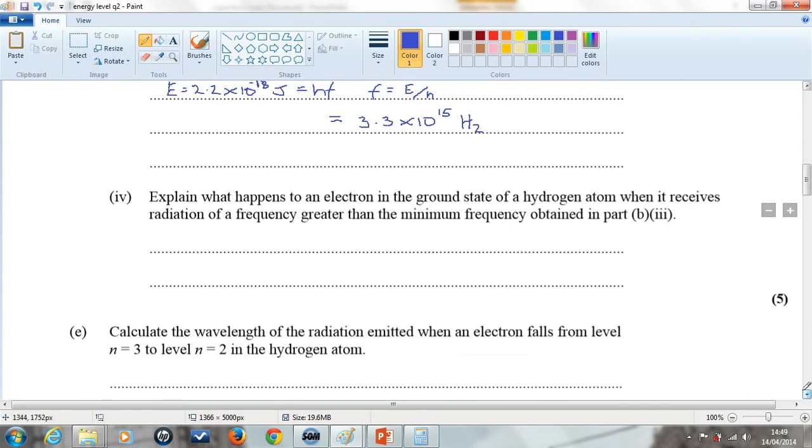Then we're asked what happens to an electron in the ground state of a hydrogen atom when it receives radiation of a frequency greater than that minimum frequency that we've just worked out. Well, if it has exactly the minimum frequency, the electron will just be released. But if it has more energy than the energy required to raise it from the ground state to the ionization level, then that excess energy gets converted into kinetic energy. So our electron will gain kinetic energy.